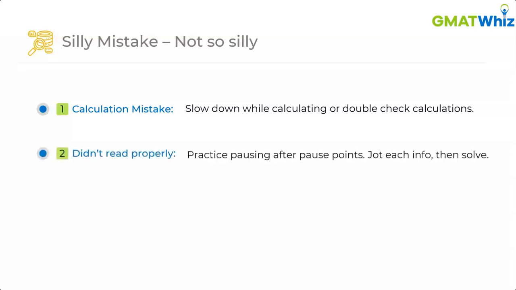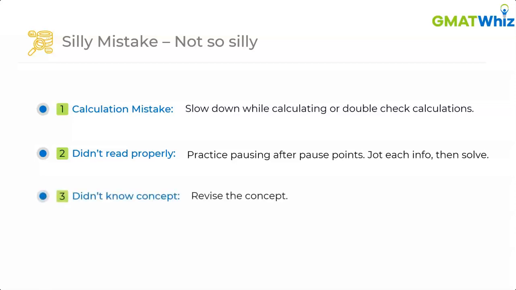The second kind of mistake that people categorize as a silly mistake is not reading the question properly. So they'll come and tell me, "Hey, I didn't read the question properly, I made a silly mistake." No. If you don't read the question properly and you keep on making this mistake, then make a note of it. Whenever you start reading a question stem, say to yourself, "Hey, I'll jot down each and every piece of information properly, and then only I'll move on to solve the question."